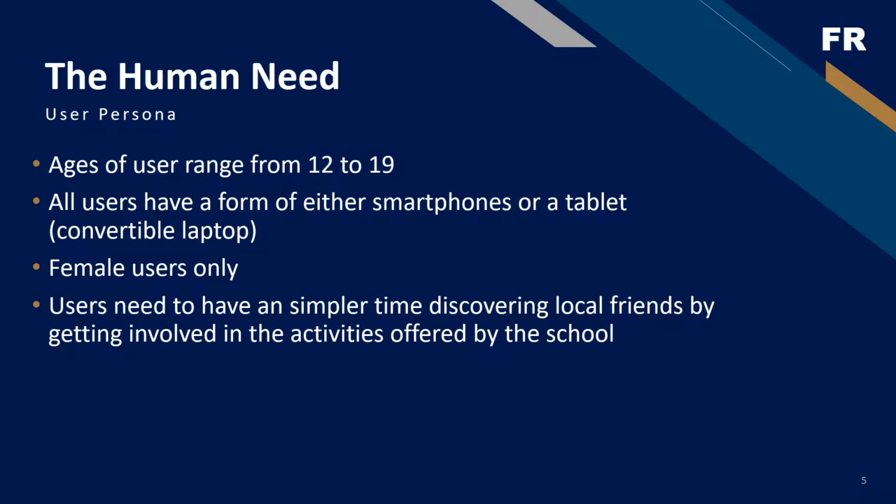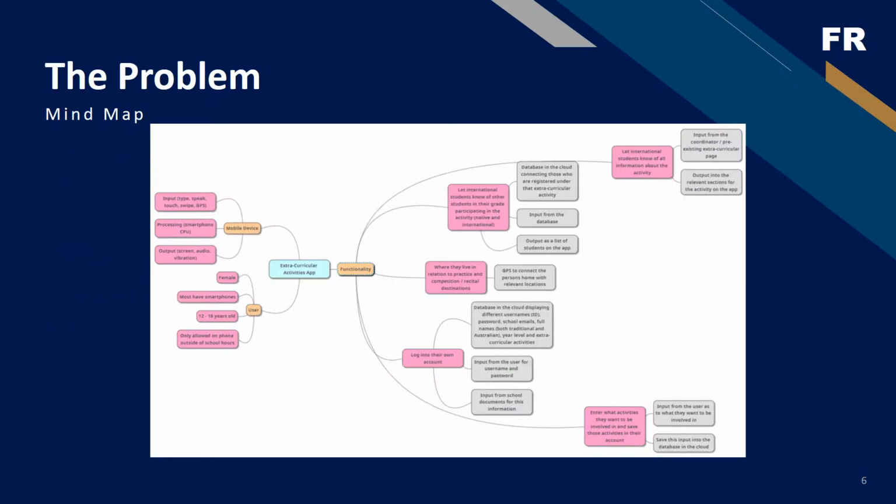Most of the students will have a smartphone and need to have a simpler time discovering local friends by getting involved in the activities offered by the school. The problem outlined in this mind map is that international students have trouble participating and involving themselves in extracurricular activities due to many factors, including the language barrier, confusion about the activity, and the fear of isolation.